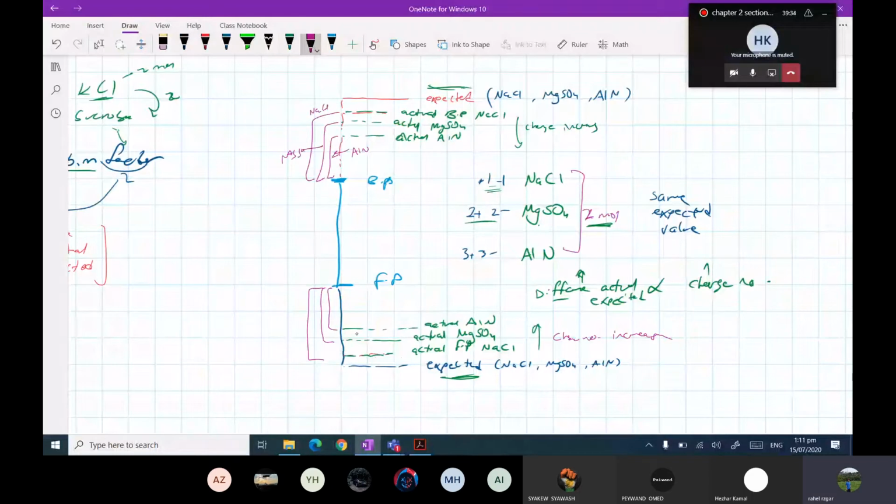What has happened to the difference? At first, this is the difference. Then the charge has increased, and the difference has increased. Again the charge has increased, and the difference has increased. Charge increased, difference increased. Okay? That's what we mean by actual and expected. The actual is getting further and further away as the charge is increasing.